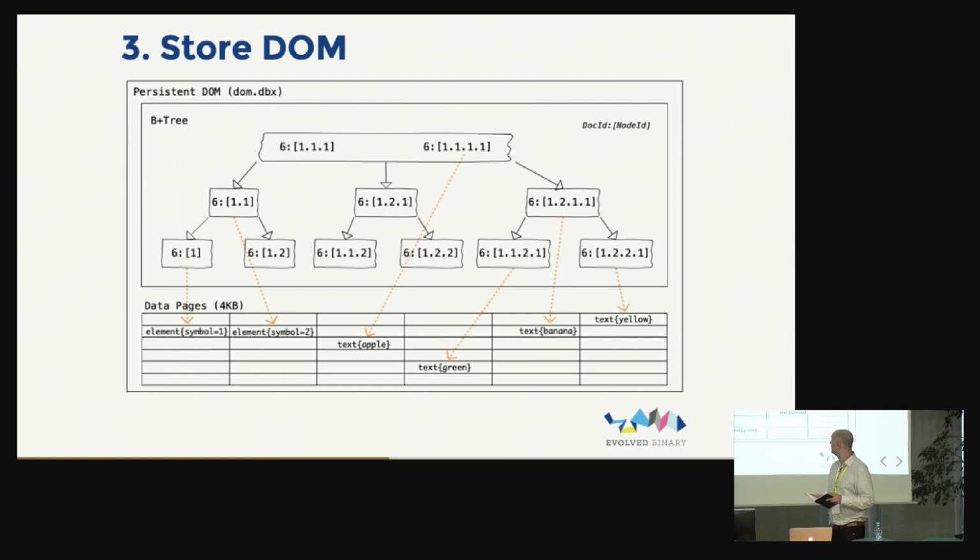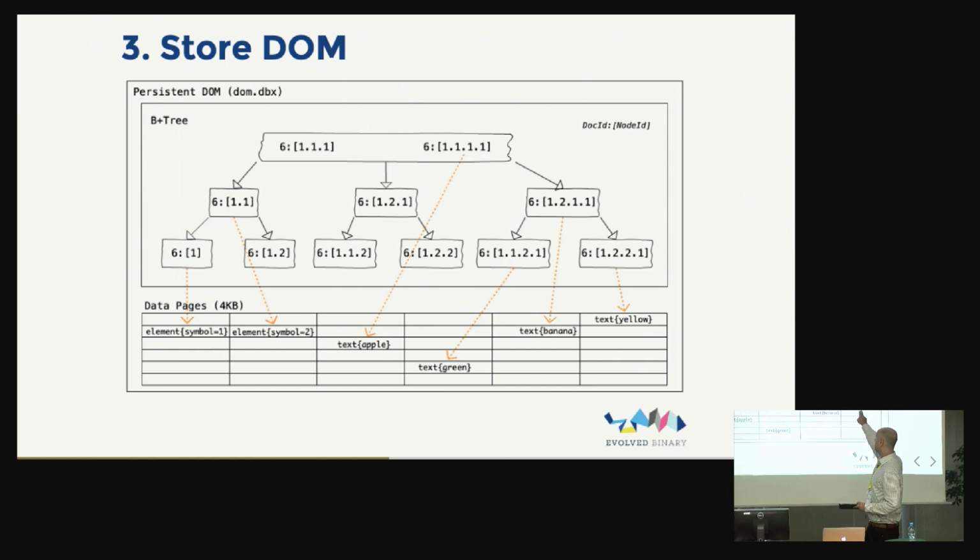Yep. So the last thing that we do is your document that you've given us, your fruits XML, gets stored into 3 separate files on disk. The first one is the most important one. This is what we call the persistent DOM. And this is really a B+ tree here. If you haven't seen a B+ tree, don't worry too much. But the point of a B+ tree is it's not very deep. So it tends to spread outwards.